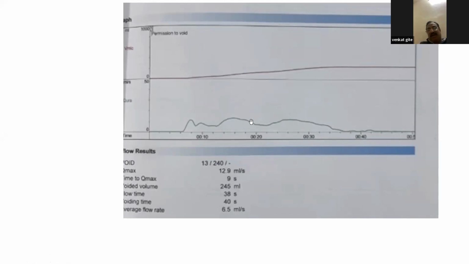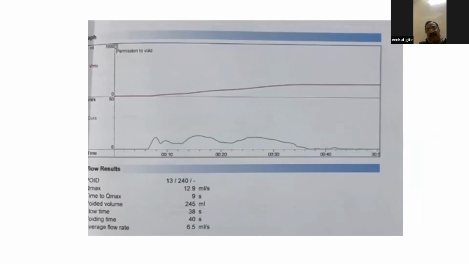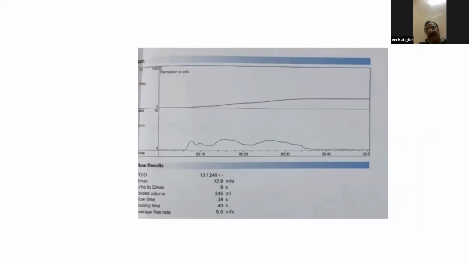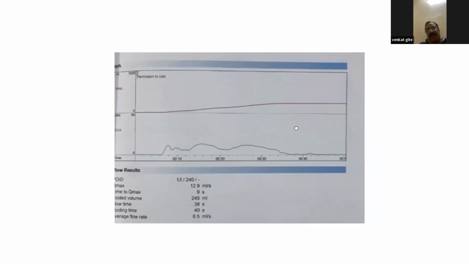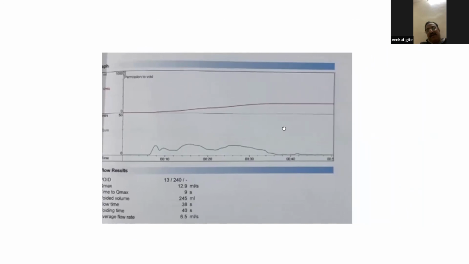Okay. But the time to pass the urine is also lengthy. So the time to pass is of longer duration, along with hesitancy, and Qmax is shown at one spike. It is only 12.9 as they have written, but it looks like less than 10 on average. If it is taken, it is less than 10. So it is an obstructive curve. Obstructive curve with poor flow. Yes, sir.